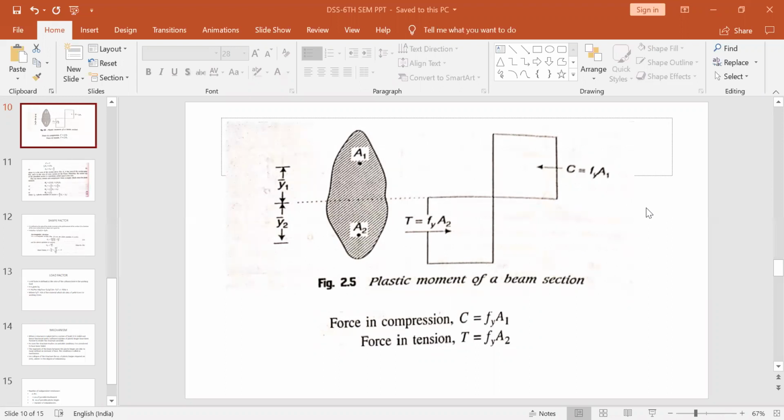So now continuing with our discussion, we'll discuss how the fully plastic moment is developed. Let us consider this as a beam section. This is any cross section of a beam. It can be rectangular, circular, triangular, any cross section.